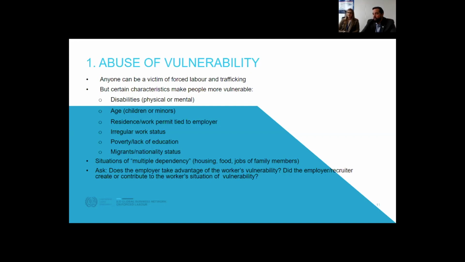For example, if you depend on housing, on food, on jobs for family members as well, it may put you at higher risk. And we should also ask, does the employer take advantage of the worker's vulnerabilities? And did the employer or recruiter create or contribute to the worker's situation of vulnerability? The employer should not manipulate the worker or create a situation to take advantage of this vulnerability.